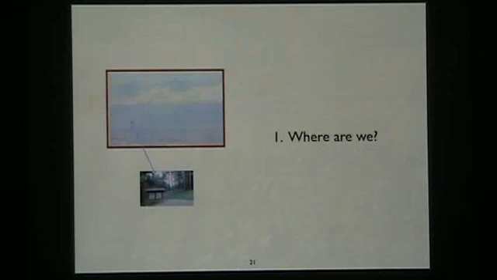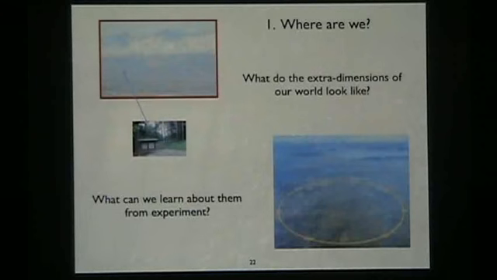So the question I'm always focused on is the first one, which is where are we? We have all of these choices for the extra dimensions of string theory. We think that one of them corresponds to our world, so we'd like to know which one. We'd like to figure out where we are. To reiterate, the question is, what do the extra dimensions of our world look like? And in particular, what can we learn about them if we experiment?